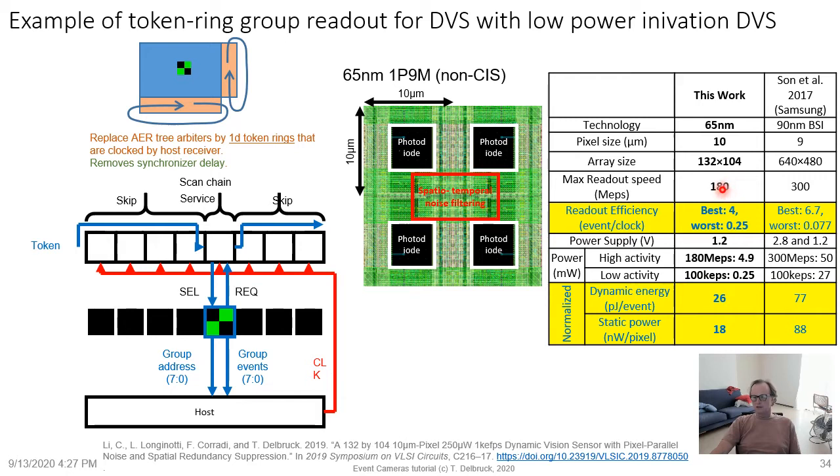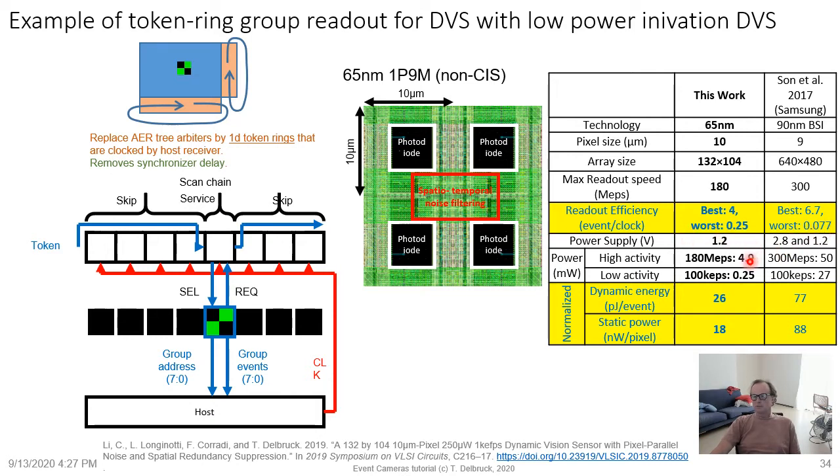Actually, this sensor has pretty high readout speed, 180 mega events per second. And the readout efficiency in events per clock cycle is, at best, 4 events per clock cycle, at worst, a quarter event per clock cycle. Compared to the Samsung sensor, it has better burst readout, higher burst readout using the group readout scheme, but the worst efficiency is much, much lower in the Samsung sensor.